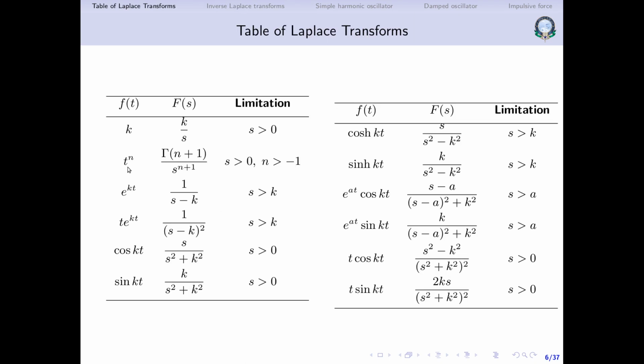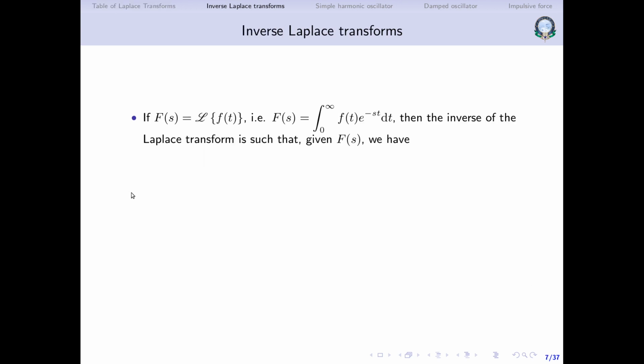Suppose, for instance, I take e to the power kt. The Laplace transform of this is 1 by s minus k. So if this function is the Laplace transform of that, then that function will be the inverse Laplace transform of this one. So I can write L of e to the power kt is 1 by s minus k. In the same way, L inverse of 1 by s minus k will be equal to e to the power kt.